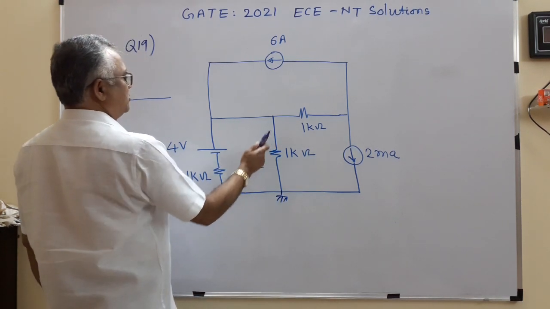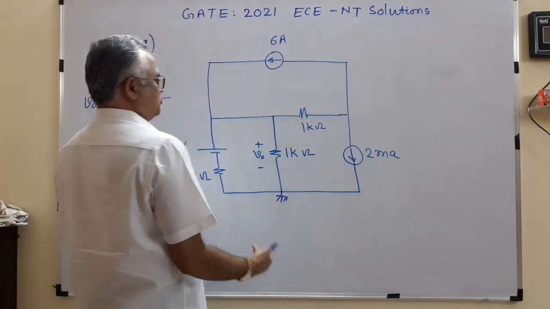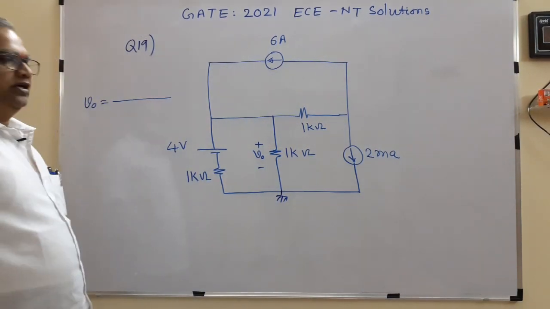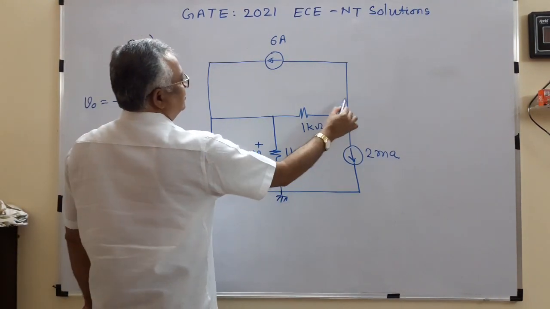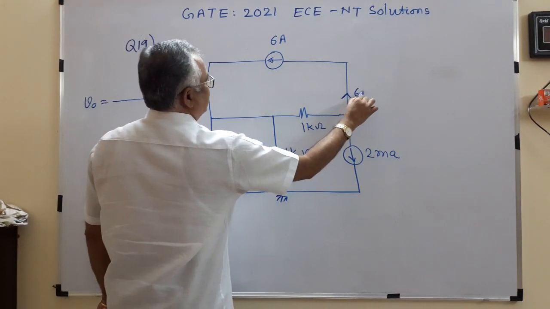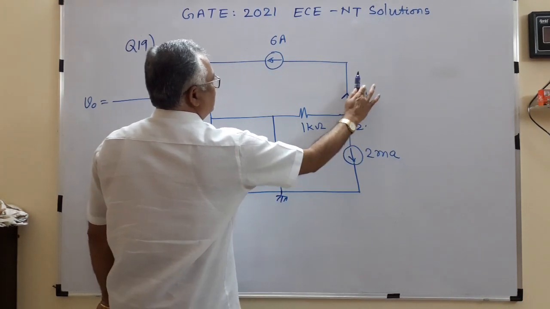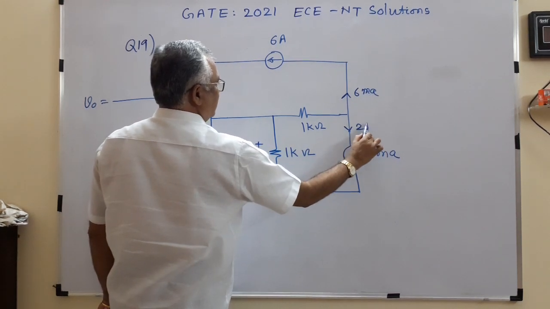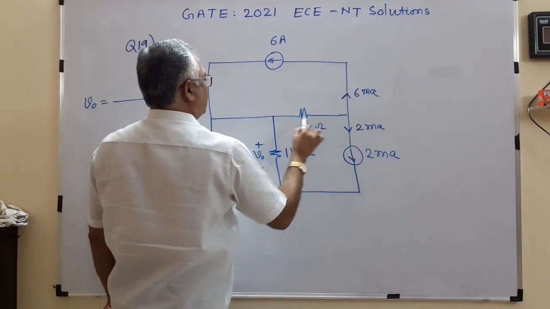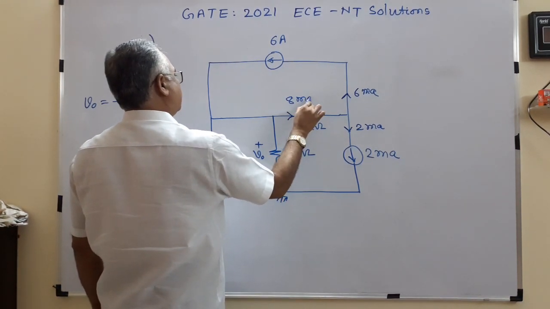If it is nodal, this is V naught, so you have to introduce one more unknown: two unknowns, two equations to write and solve for V naught. But if it is mesh analysis, this current is 6 milliamps, this is 2 milliamps. What is this current? 6 plus 2, 8 milliamps.